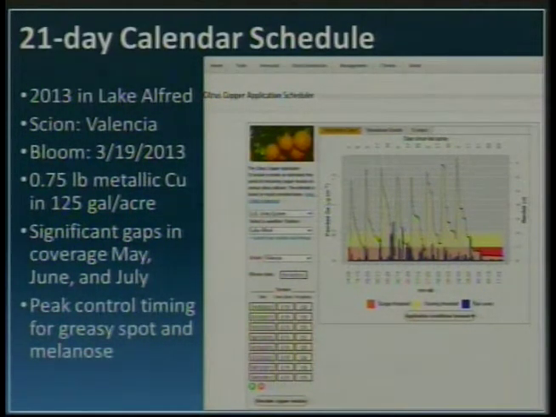And we found that there were significant gaps in May, June, and July, and you may not be able to see them that well. It's when the curve slips down below the red line, but they're being masked a little bit by the large amount of rain and the blue bars at the bottom. So it's hard to see some of the red gaps because of the blue bars, but they are there. And these are the peak control times for greasy spot and melanose.